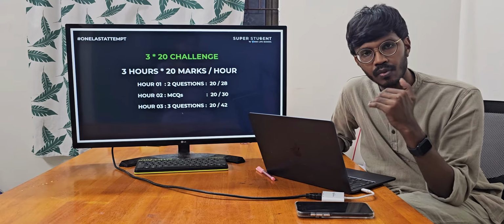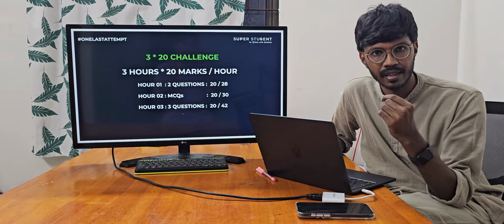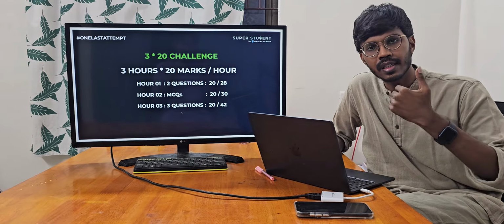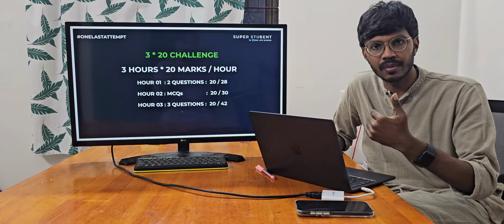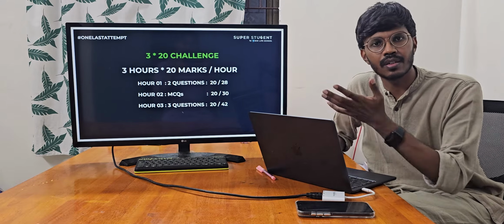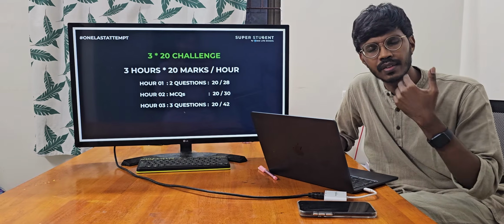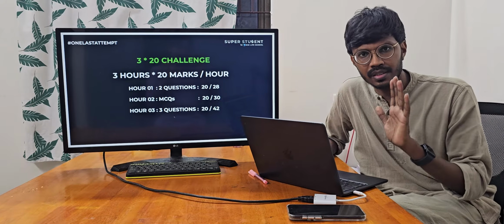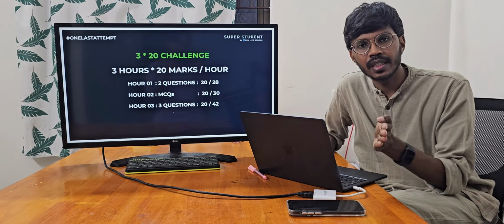Now, moving ahead, what is the 3 by 20 challenge? Every hour, you should be able to score 20 marks. Again, it's an aspirational challenge. Instead of getting 20 marks, if you land at 15 marks, it will go to 45. If it's 16, it will go to 48, and if it's 18, it will go to 54. So depending on that, it goes there. But we are looking at an aspirational challenge: how do we get to 20 in each hour?